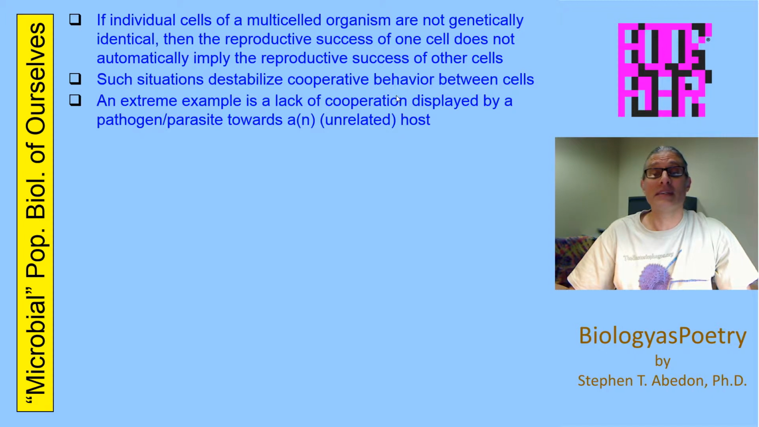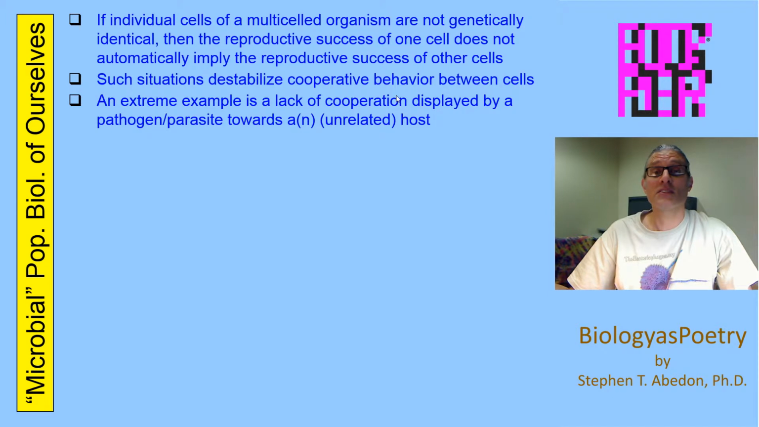An extreme example is a lack of cooperation displayed by pathogens or parasites towards an unrelated host. So what is a parasite? What is a pathogen? It is a different genotype that has found itself intentionally in the midst of a genotype that is not identical to it. And so as a consequence, there's genetic variation. Now, technically, this is not natural selection because we're talking about two different species at this point, but nevertheless, there is a conflict that exists because you've got two different genotypes occupying the same space, and those genotypes are at least potentially going to be in competition or in conflict with one another. And in the case of parasites or pathogens, it's in conflict.